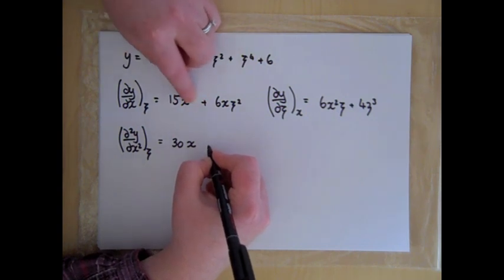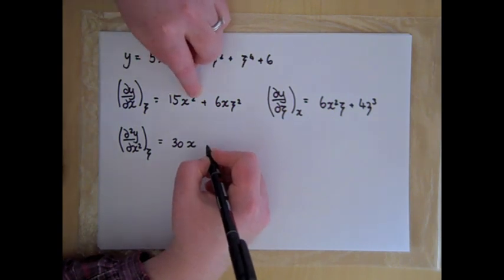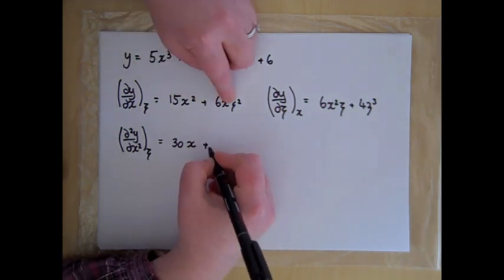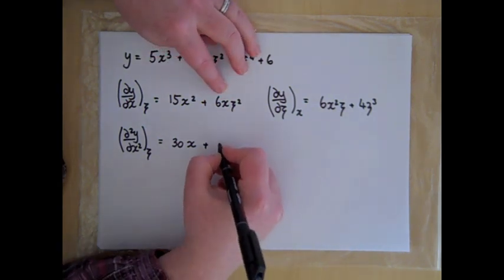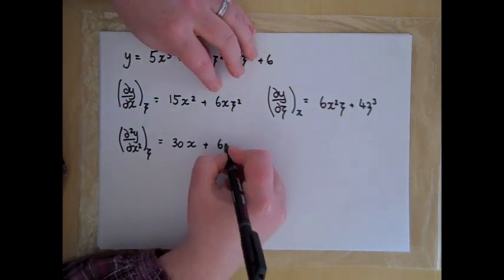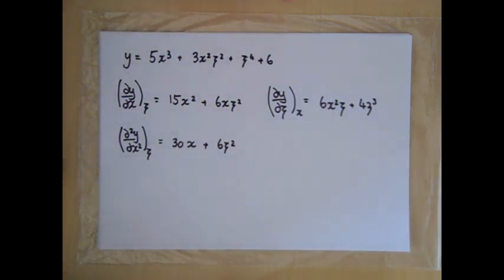So this is just my differential here. I've just multiplied the 15 by the 2, taken 1 off this power. And then I'm going to differentiate this term. If I differentiate x, z is just a constant. So this time I'm going to have 6z squared plus 6z squared.